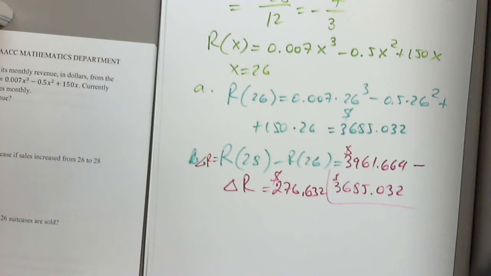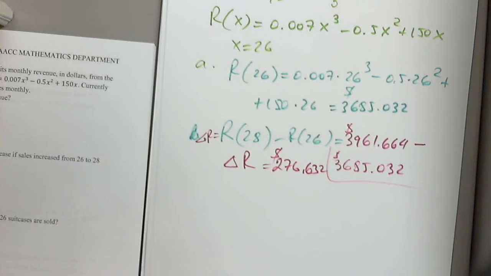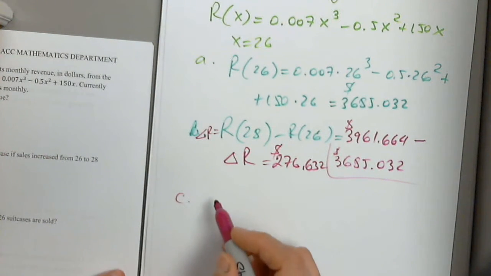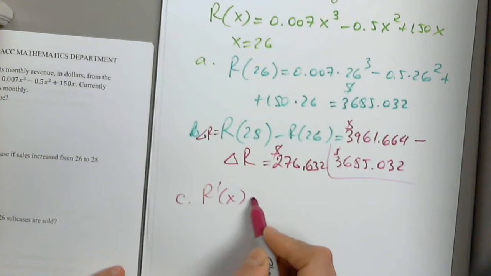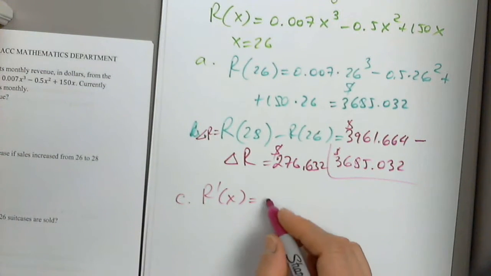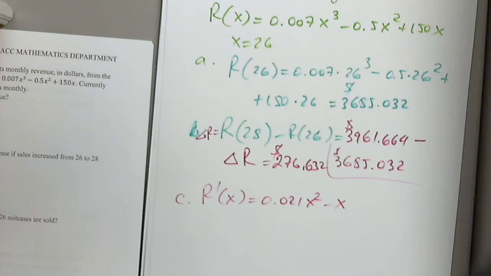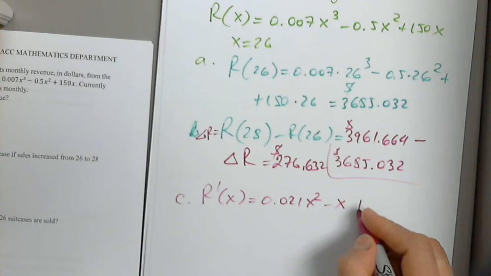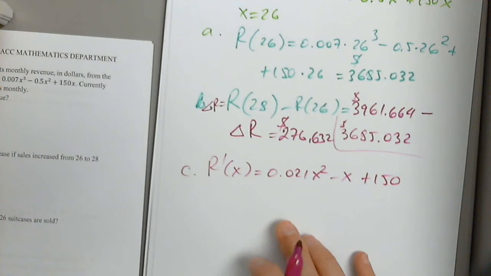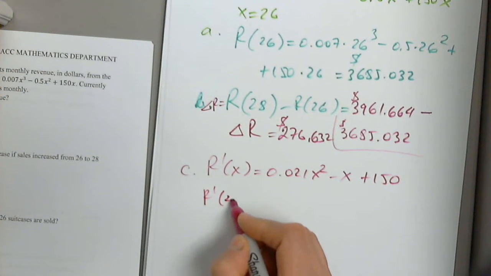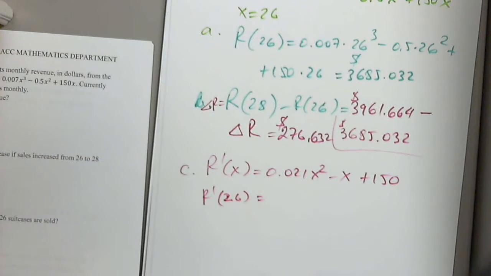What is the marginal revenue when 26 suitcases are sold? So R prime of x, which is 0.021x squared minus 0.25x plus 150. So then R prime of 26, what will this give?